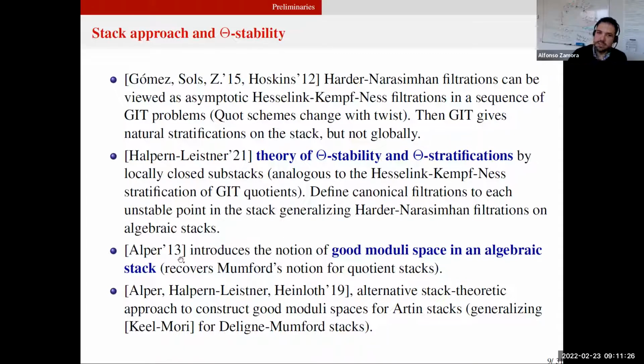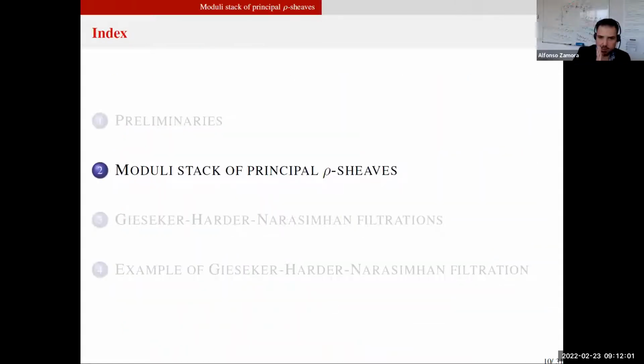Another ingredient is this result by Jarod Alper, introducing the notion of good moduli space of an algebraic stack, which recovers the notion of Mumford for quotient stacks. Putting everything together with Jochen Heinloth's expertise, they show an alternative stack-theoretic approach to construct good moduli spaces for Artin stacks, which is somehow generalizing the Kirwan-Mumford result for linearized Mumford stacks. So this is a little bit of the stack approach.